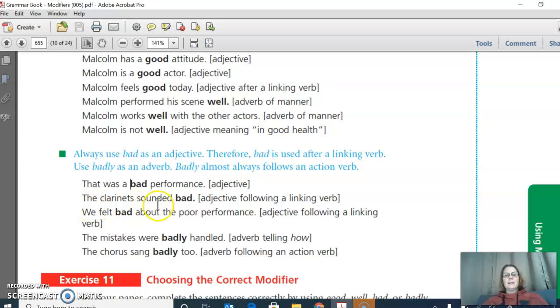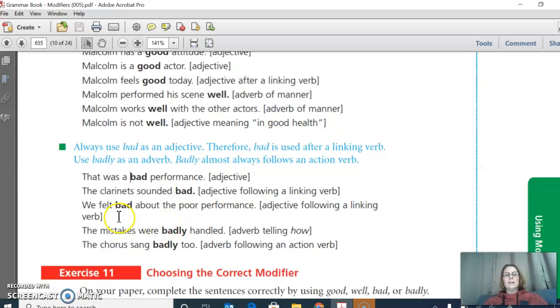The clarinets sounded bad describes how they sounded. It's describing the clarinets, because sounded in this case is the linking verb. And then we felt bad about the poor performance. In this case, it's following the linking verb felt. And so it's really describing the noun we. And so then you use bad.